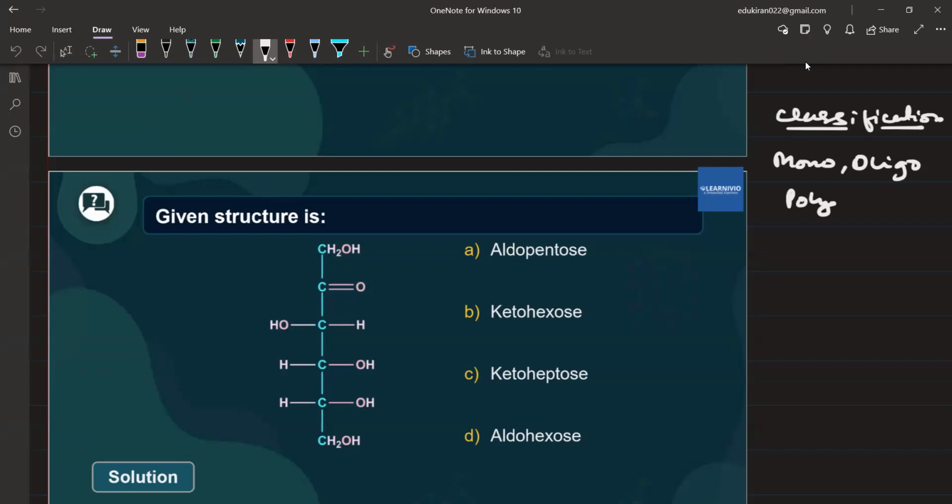If I combine both the naming on the basis of number of carbon atoms and the naming on the basis of the functional group, then I will get names such as: if I have 3 carbon atoms and aldehyde, it will be aldotriose. If I have 4 carbon atoms and ketone, this will be ketotetrose, and so on. Okay, so you'll see all of those things. And then I have talked about reducing sugar and non-reducing sugar.